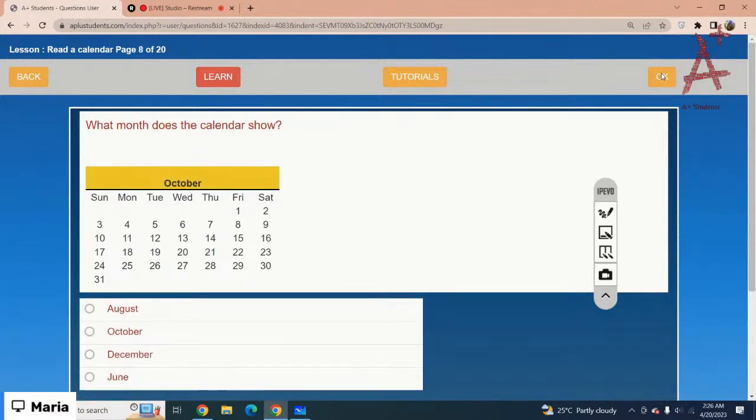What month does the calendar show? It would be October. Got it? The calendar is for the month of October. You can see the top of the calendar. Here you can see the name of the month.